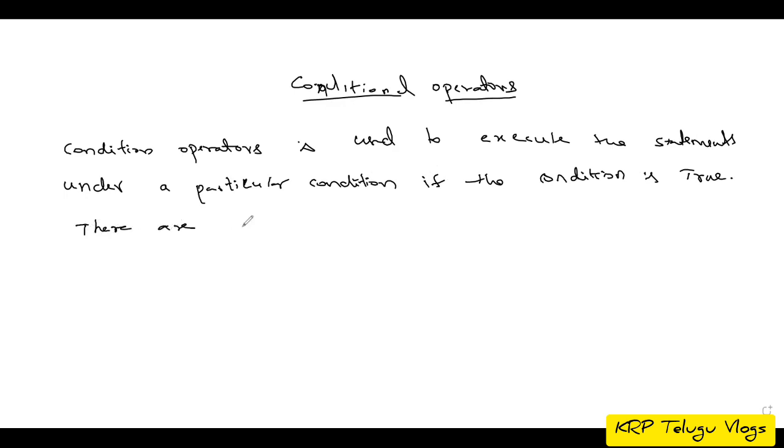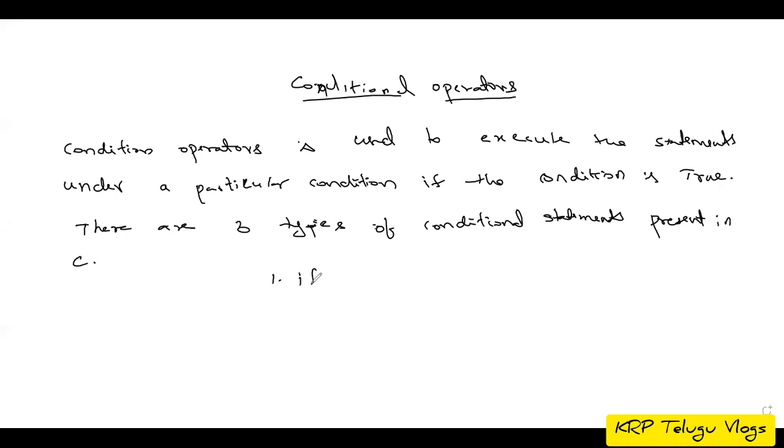There are 3 types of conditional statements present in C. First one is if, else if, else. Note down this.